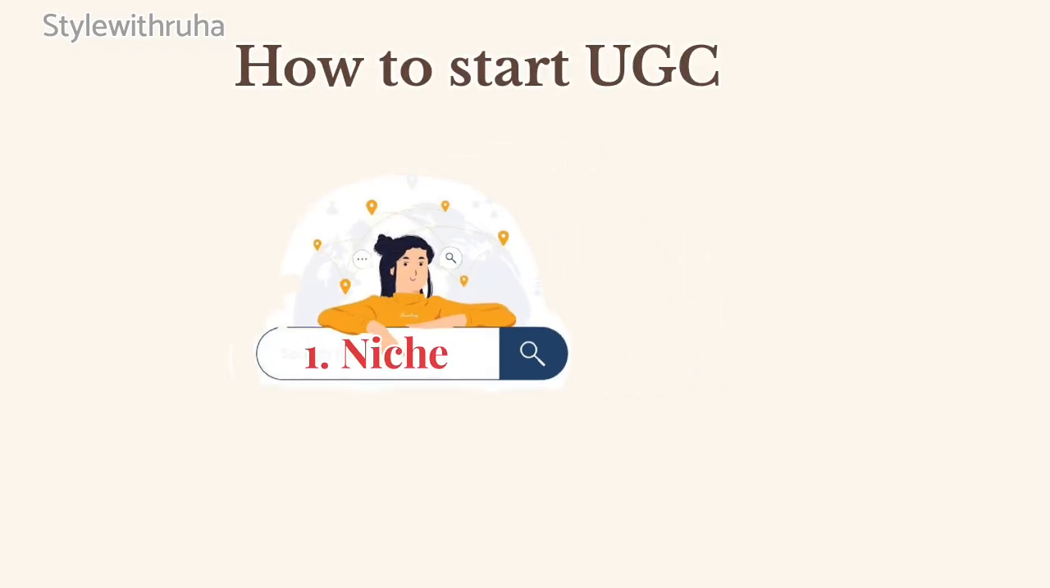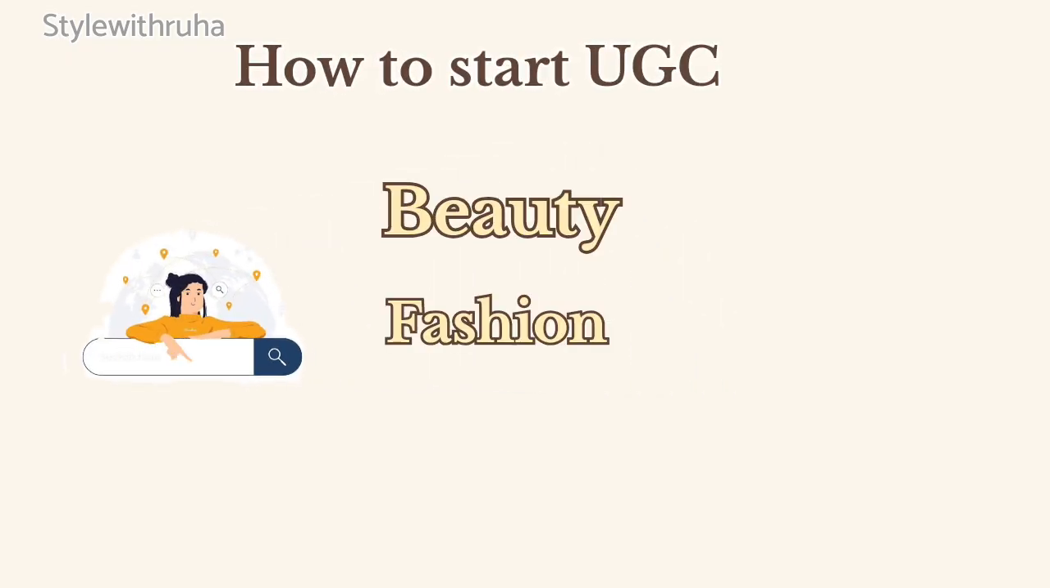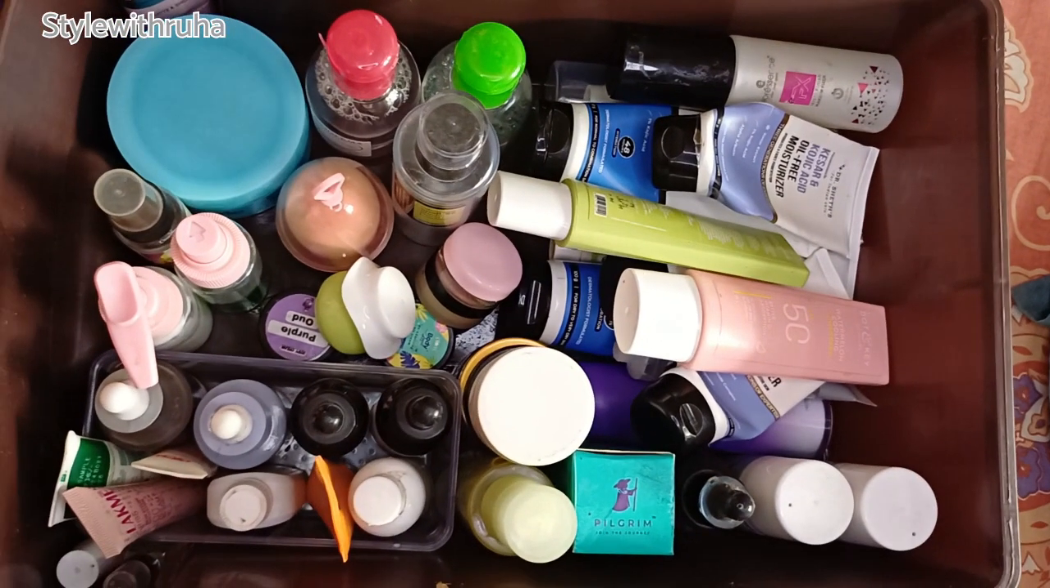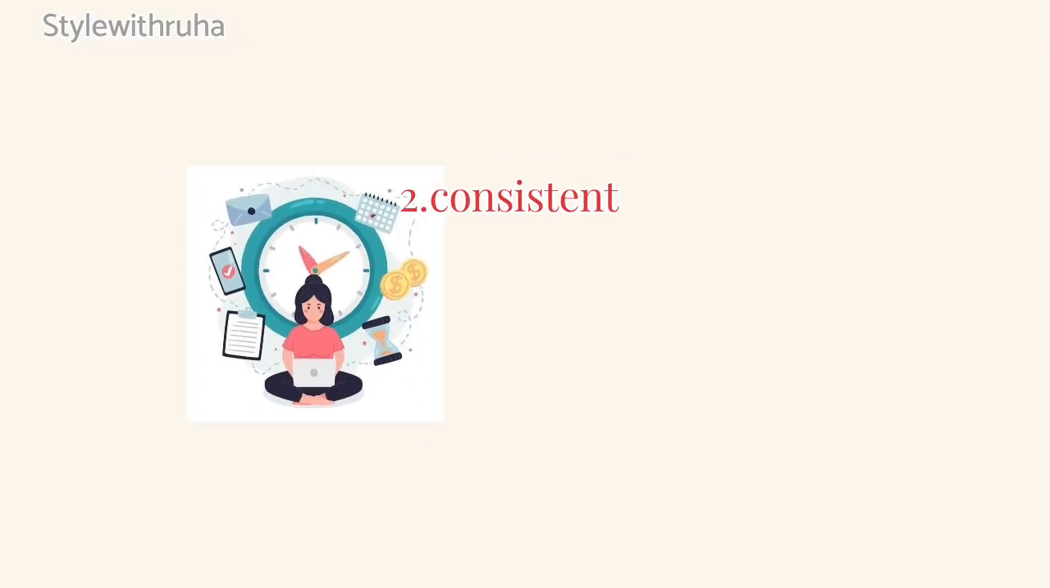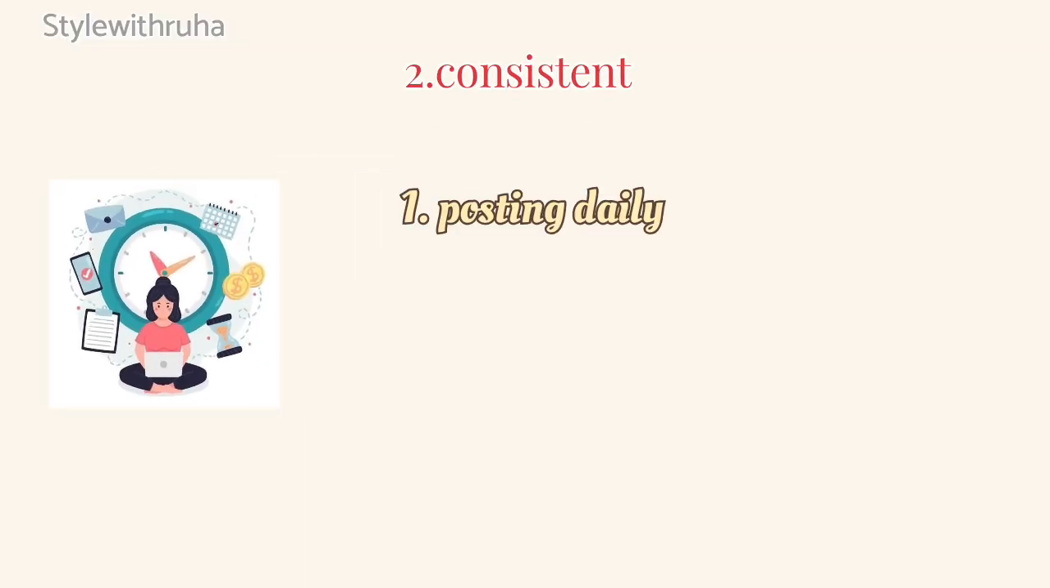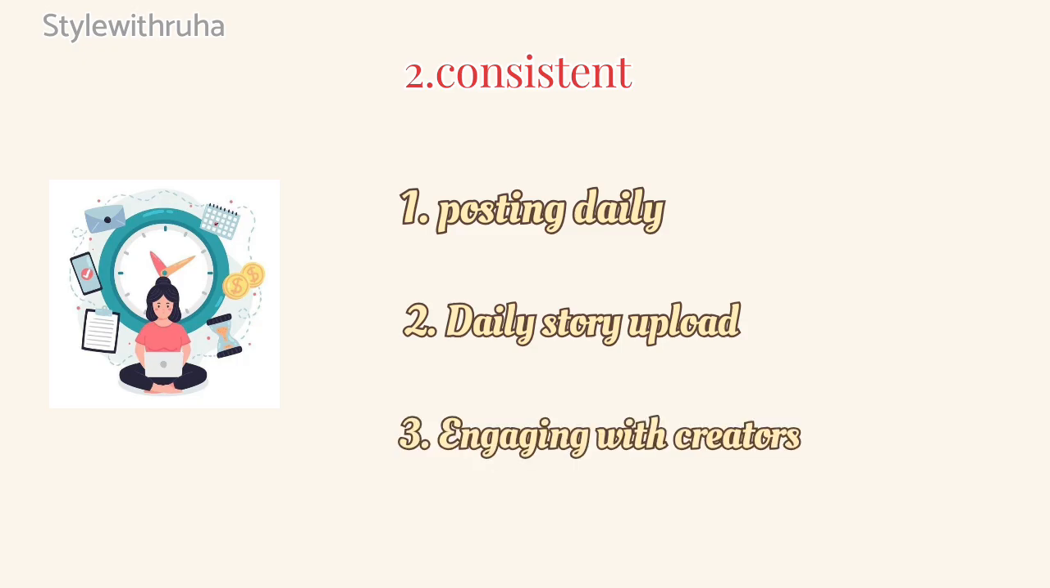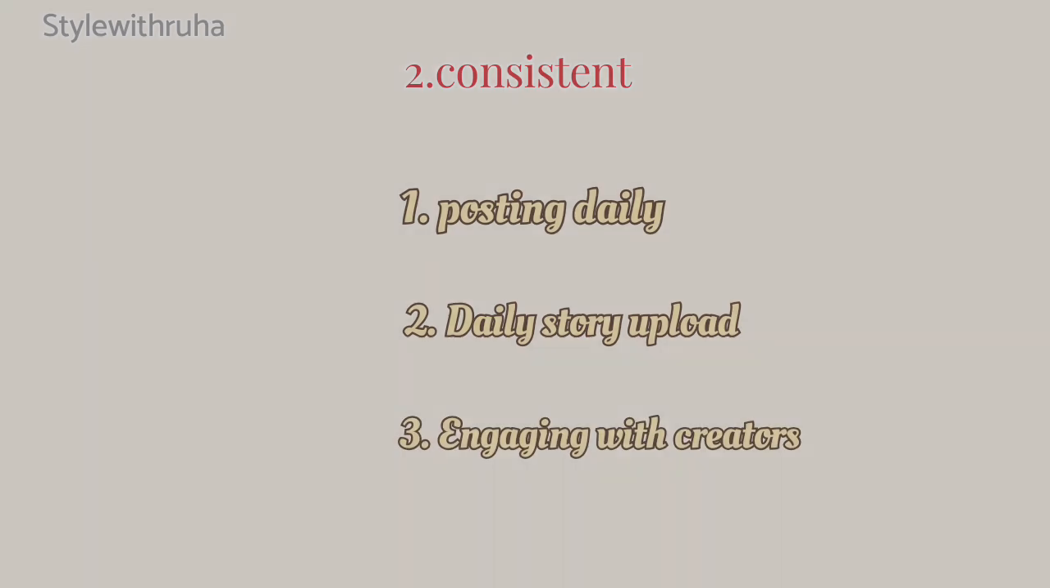To start a UGC you need to pick a niche, whether you are a beauty creator, fashion creator or a lifestyle creator. For example, if you're a beauty creator, make videos on whatever beauty products you have and upload them on your page. The thing is you need to be consistent, like posting daily on your page, adding stories, and engaging with your co-creators, which might provide you more engagement and a better reach.